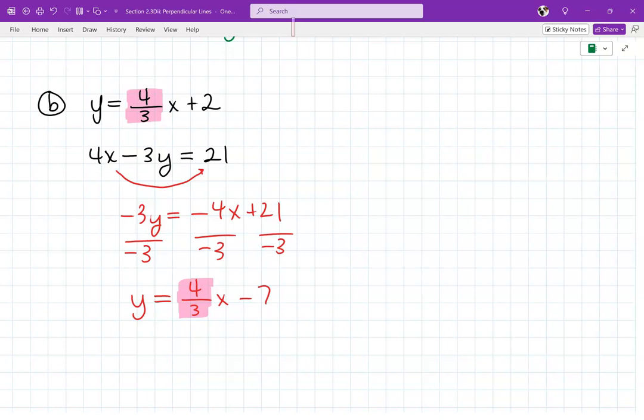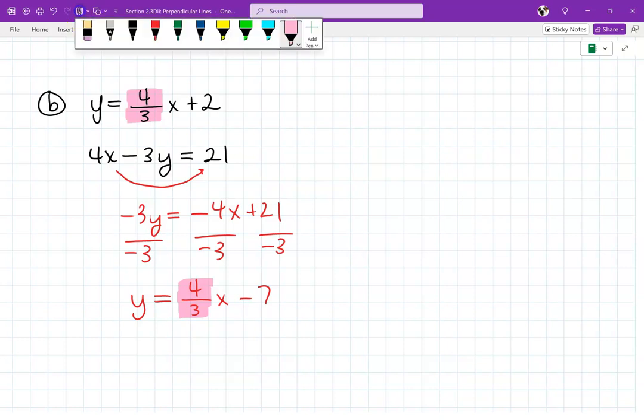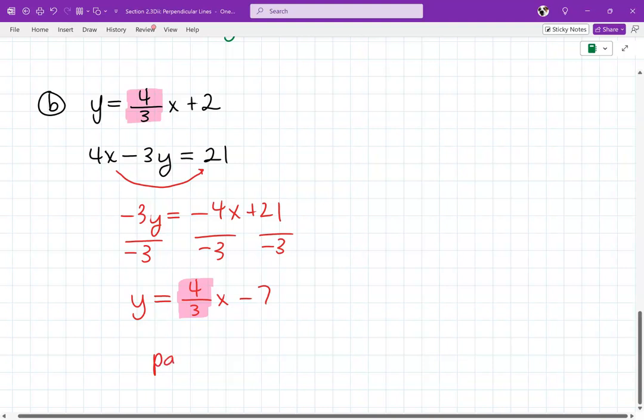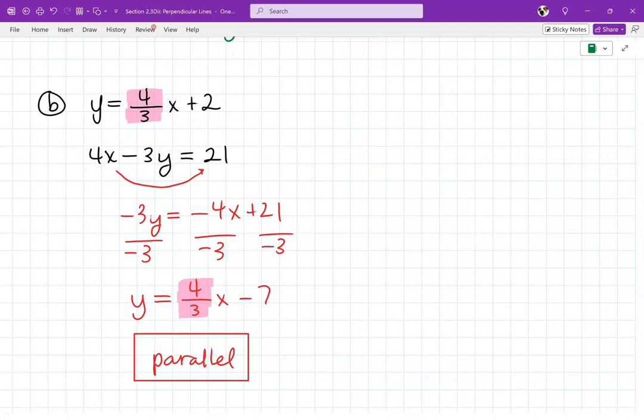Okay? So remember, to do parallel, they've got to match. So these are parallel. Let me go ahead and write that down. If they're the same, they're parallel. If they're not the same, then you've got to ask yourself, well, are they perpendicular? How do I check perpendicular? Well, they have to be the opposite sign. So if it's positive, the other one should be negative. If it's negative, the other one should be positive. It has to be the opposite sign, and it has to be flipped upside down.